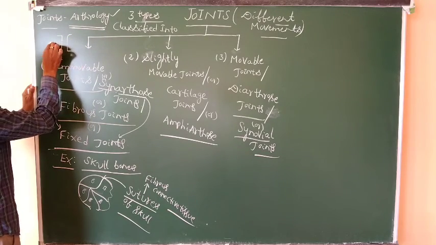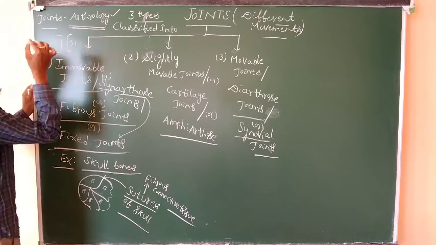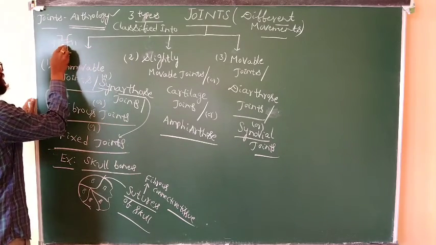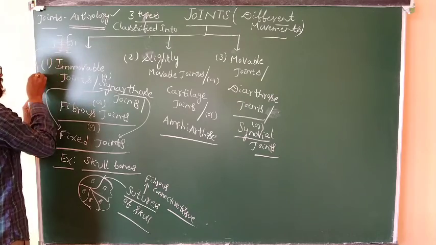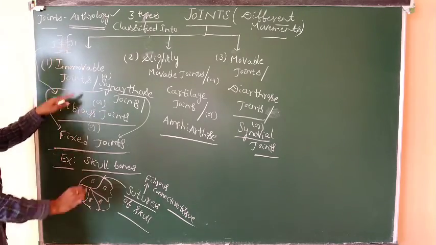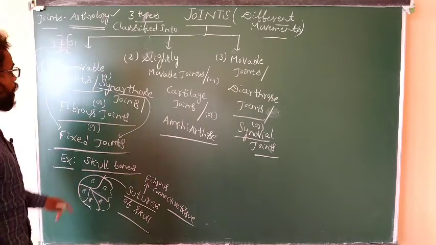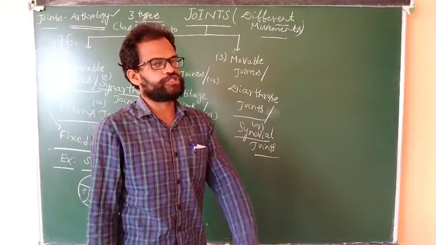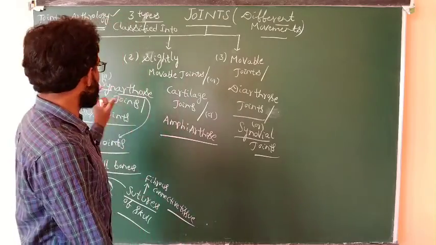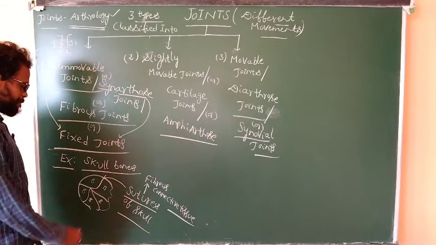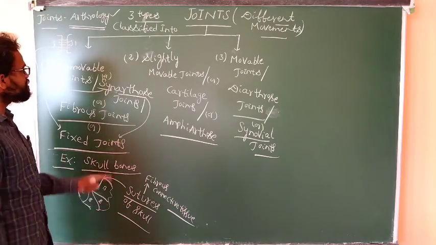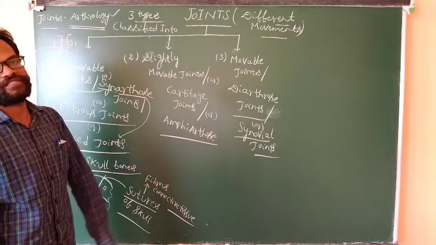One bone is joined with other bones with the help of fibrous tissue. Fibrous tissue makes an immovable joint. The best example is the sutures, the skull bones. It is an immovable joint.